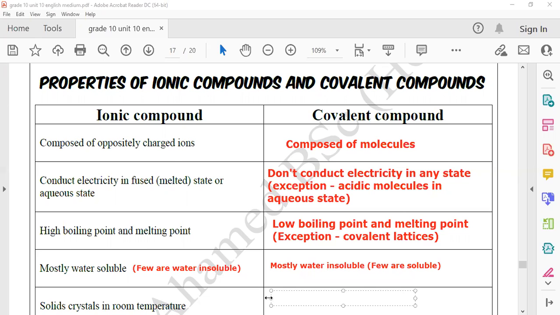Right. Ionic compounds are solid crystals at room temperature. Covalent compounds are mostly liquids and gases at room temperature. Some are solids.